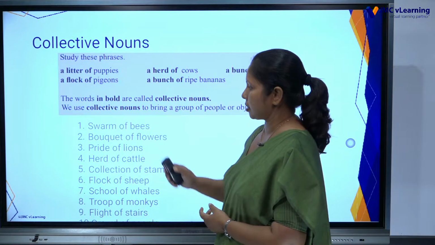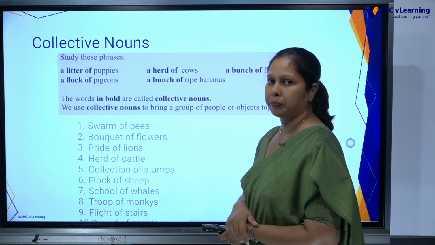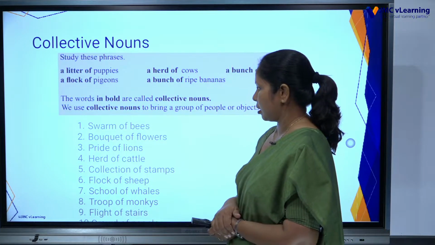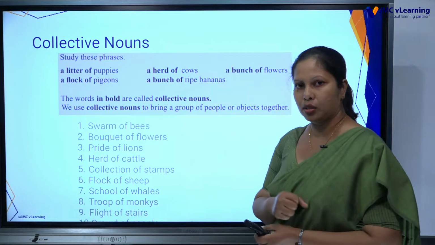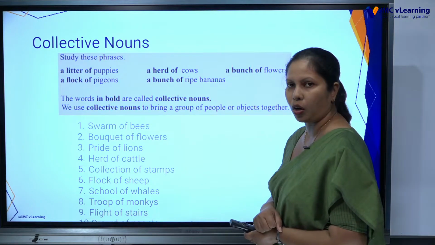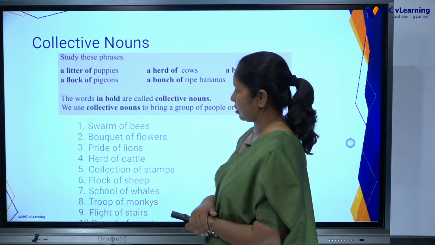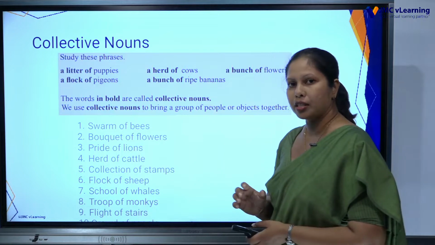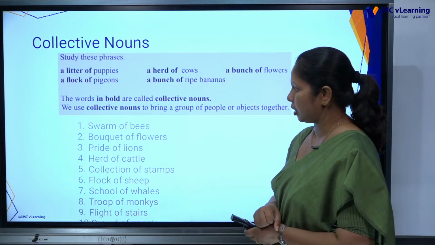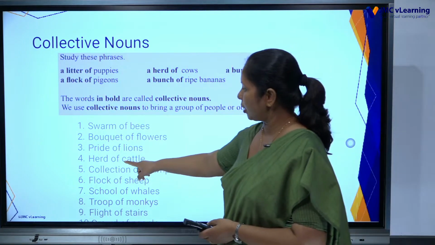Swarm of bees. Here we have used the collective noun swarm. Bouquet of flowers. If you have got so many flowers in your hand, you can call it a bouquet of flowers. Pride of lions. If there is a group of lions, you can use the collective noun pride. Herd of cattle.